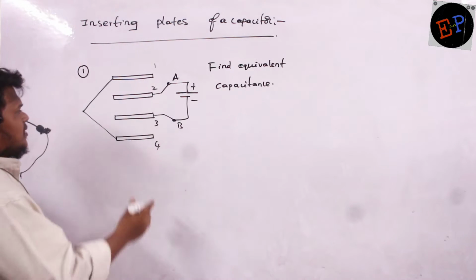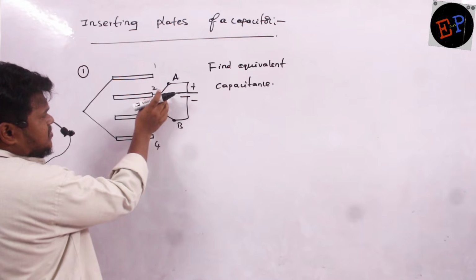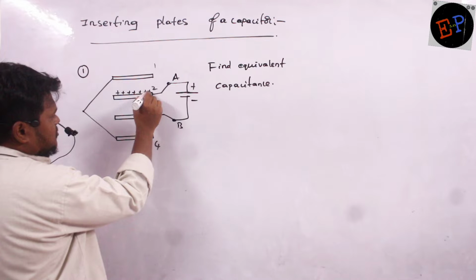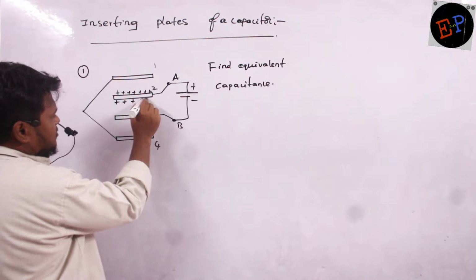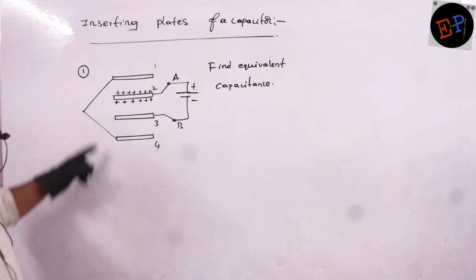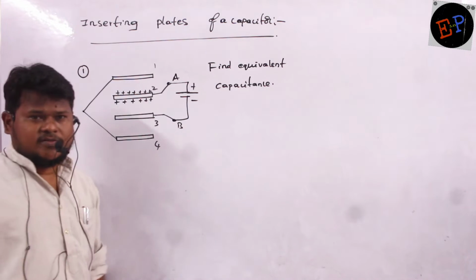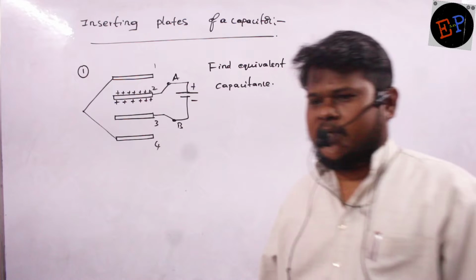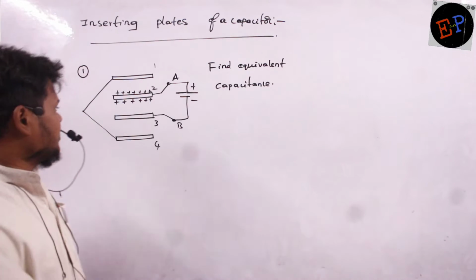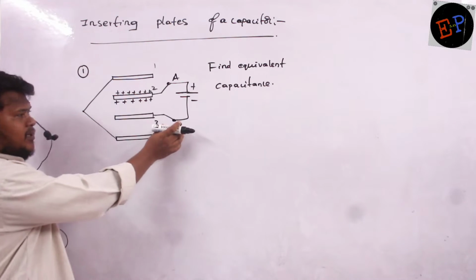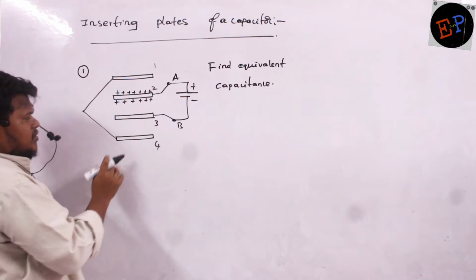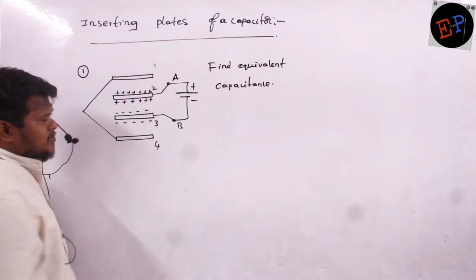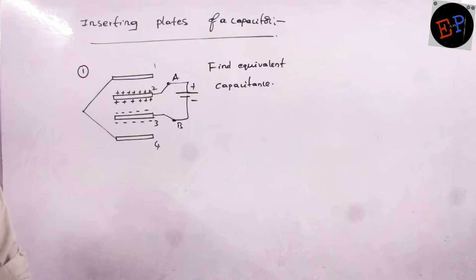Clear, no? It means whichever plate is connected to the positive terminal, on that plate totally I can see positive charges present. What is the reason? Because it is connected to the positive terminal of the battery. Similarly, which plate is connected to the negative terminal? Plate number 3. So on this whole plate, I can find negative charges present. Are you able to understand?